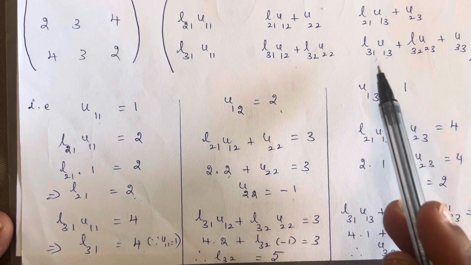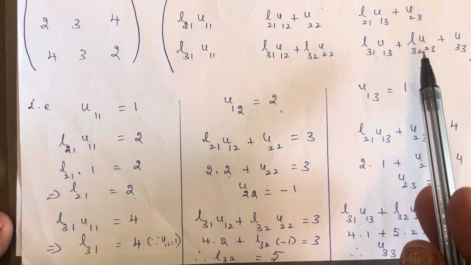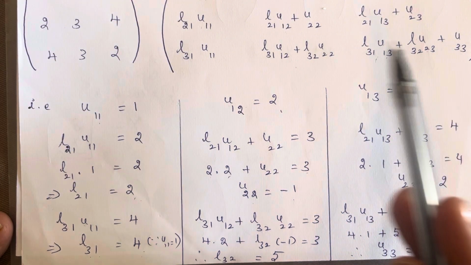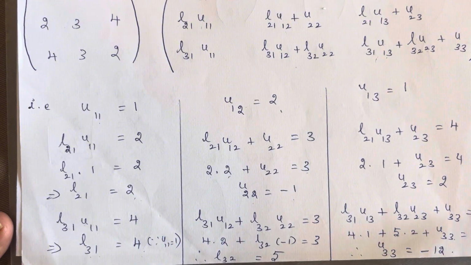Similarly, the last equation, L31 U13 plus L32 U23 plus U33 is equal to 2. So I am substituting this. Whichever values we knew, we are just substituting so that the value of U33 we will be getting is equal to minus 12.